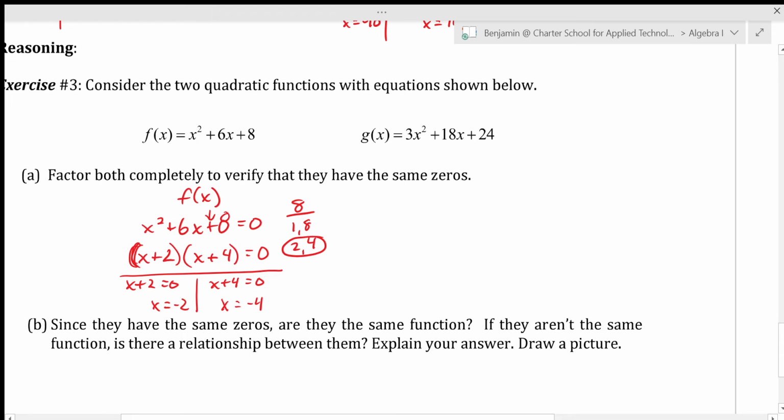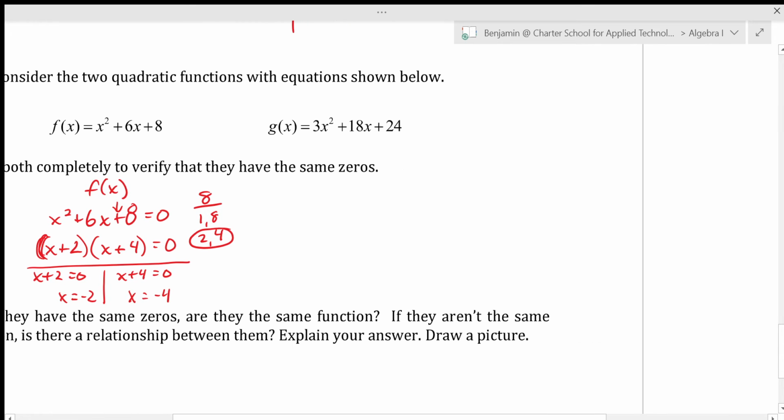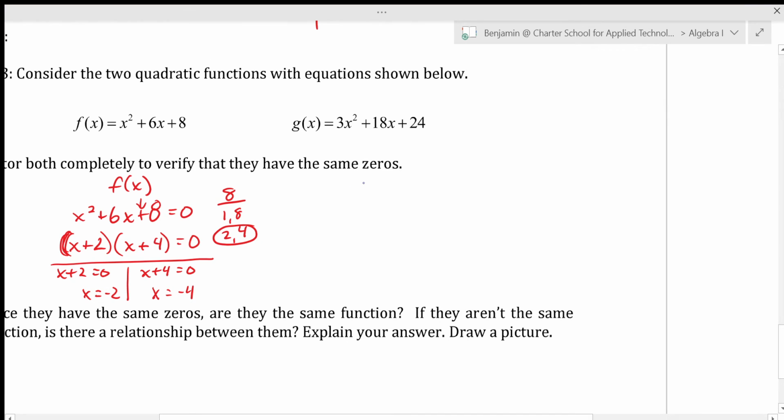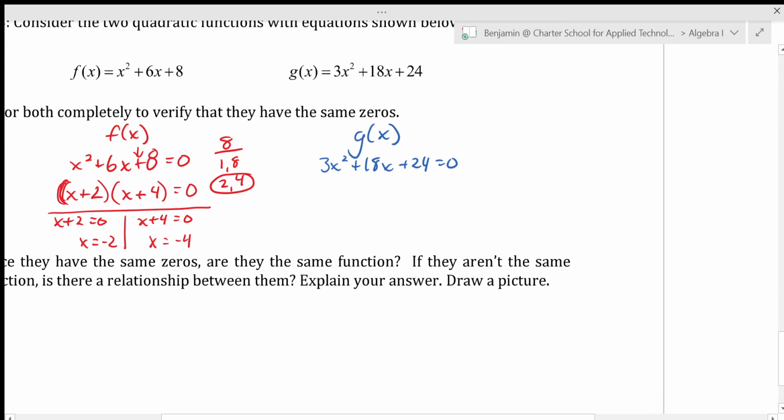But I have to compare it with the other one. The way to compare it, I'm going to change the color so you guys can see the difference. We'll talk about g of x. I'm going to write down 3x squared plus 18x plus 24 equals 0. It looks different than the other one until I think about something.